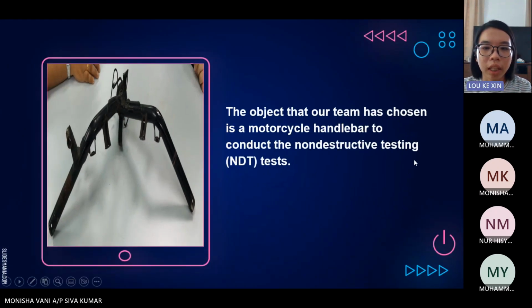This is the object that our team has chosen to conduct the non-destructive testing on. This is a motorcycle handlebar.